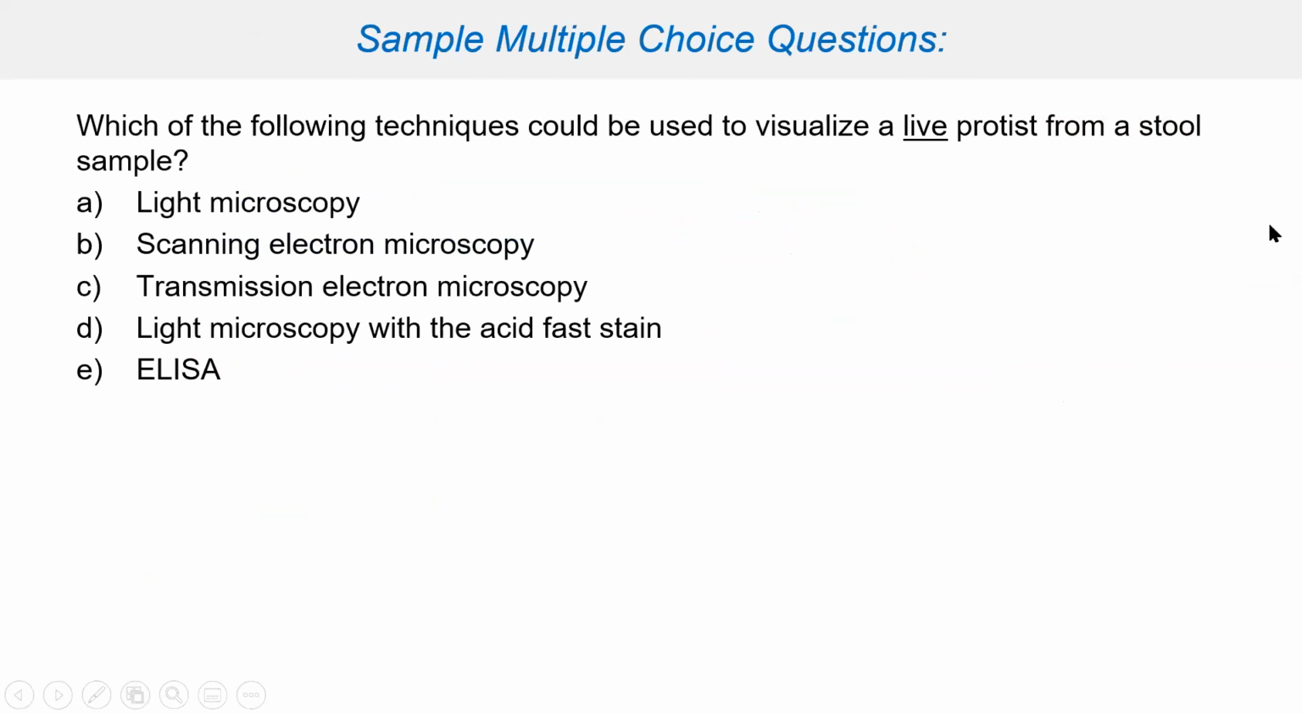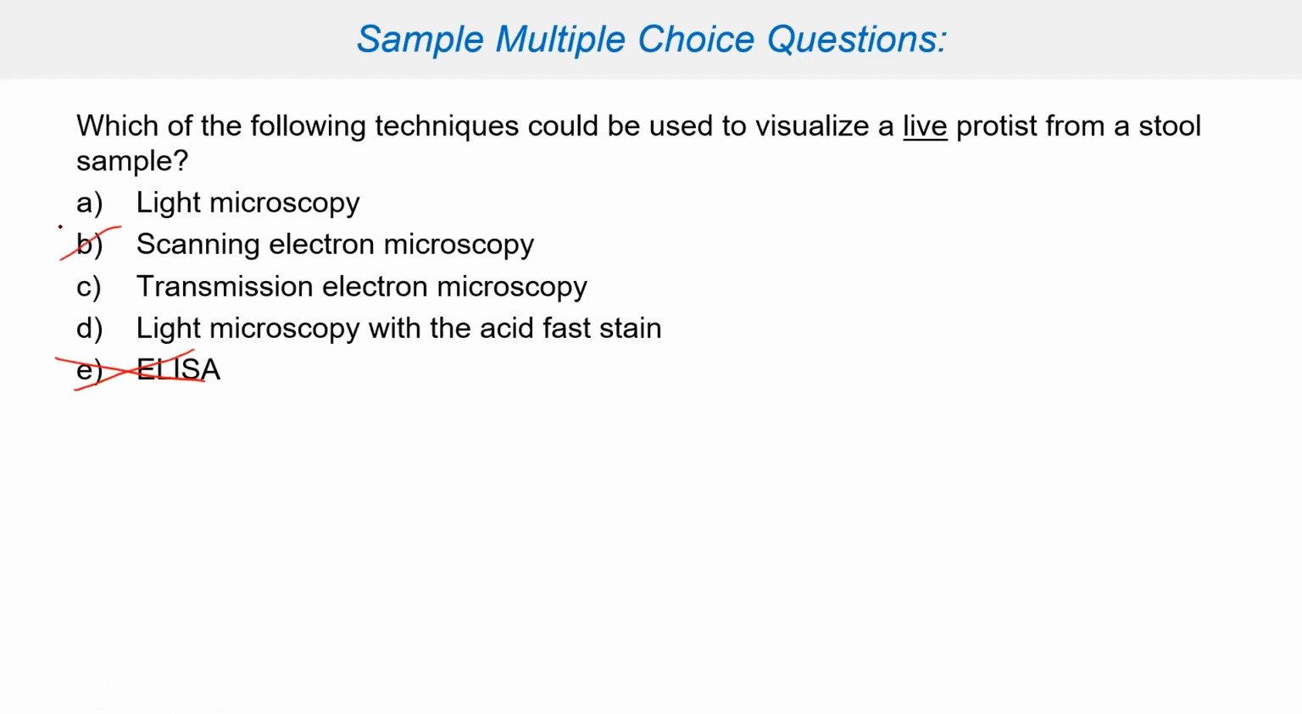All right, let's take a look here. I got some sample multiple choice questions. So which of the following techniques could be used to visualize a live protist from a stool sample? So a live, living protist, okay? So here you go. When you go through multiple choice, always get rid of things that don't make sense. So if you remember, ELISA was not a method for visualizing anything. So we can cross that one off.